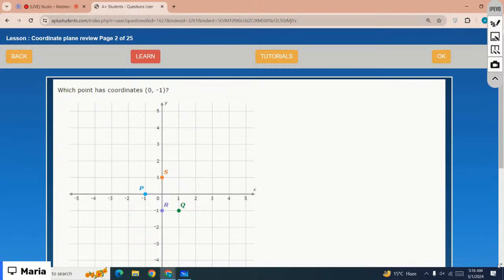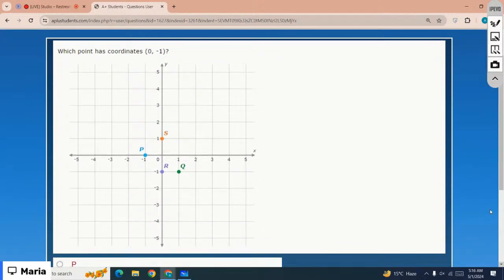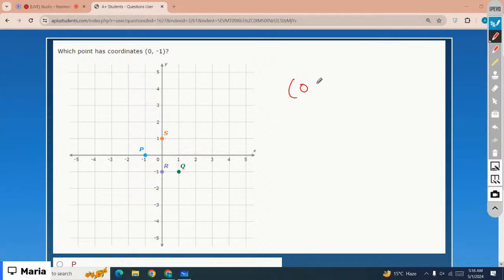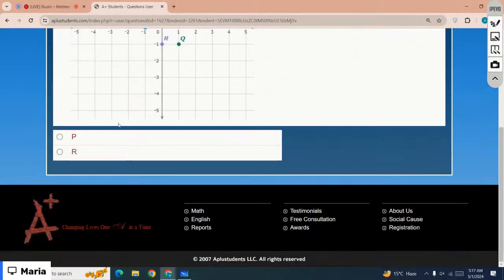Which point has the coordinates 0 and negative 1? So 0, negative 1. That means x is 0, so the point is on the y-axis. Here is the point negative 1 and x is 0 here. So that means point R has the coordinates 0 and negative 1. Got it? R is the correct option.